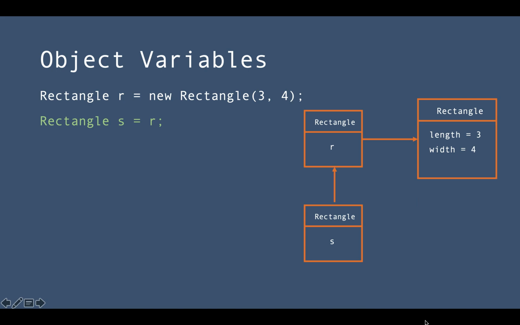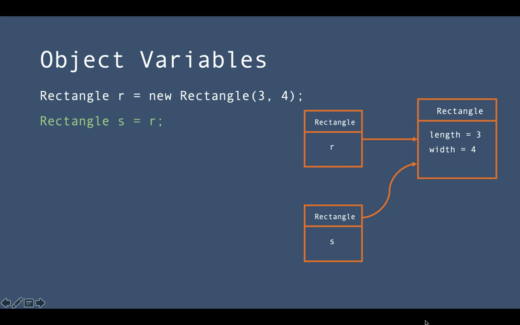Here's another thing it does not mean. It doesn't mean that S is kind of referring to R, the object variable R, unfortunately. So I don't know if I have much more to say about that, except that's not what it looks like. All right, here's what it does mean. It means that S is referring to the same rectangle that R is referring to.